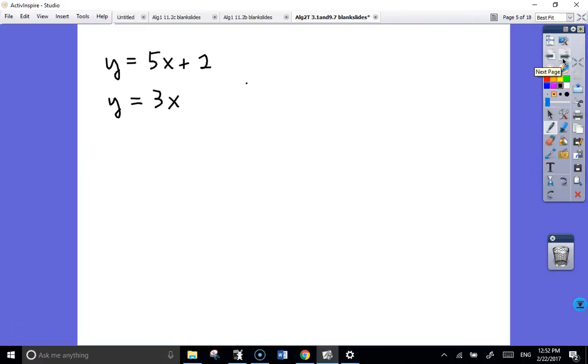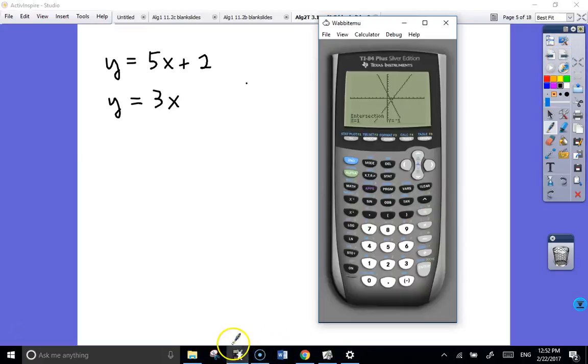Okay. 5x plus 2. This is one we did in the homework the other day. Clear. 5x plus 2. Enter. 3x. And graph.